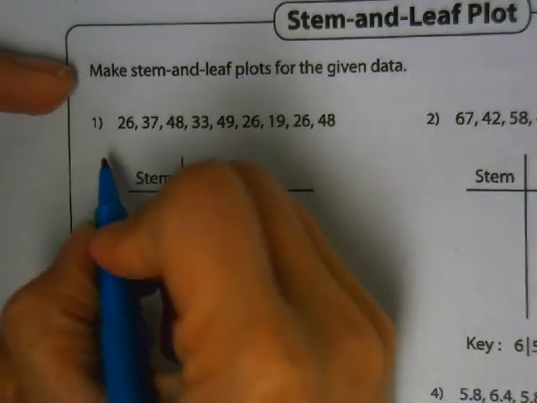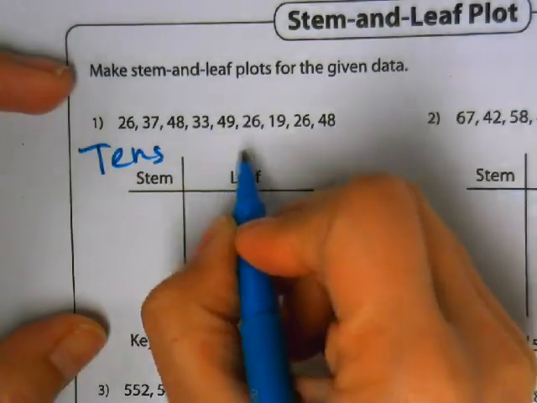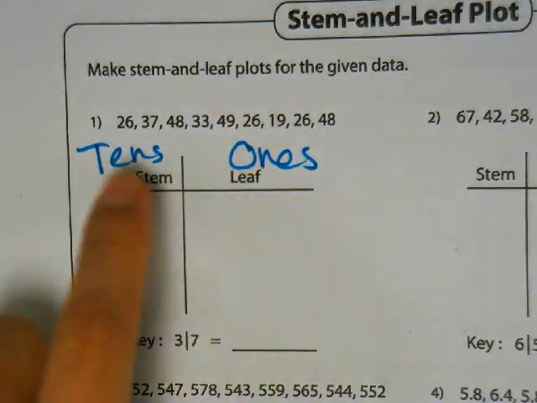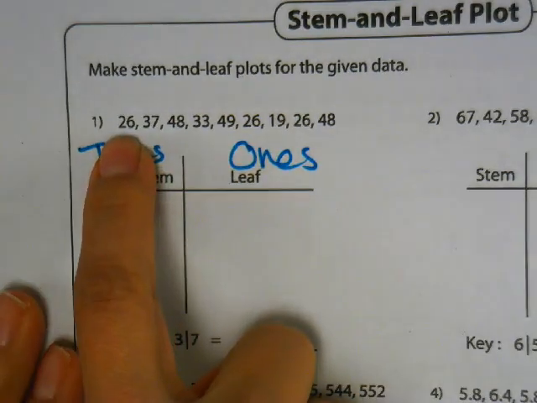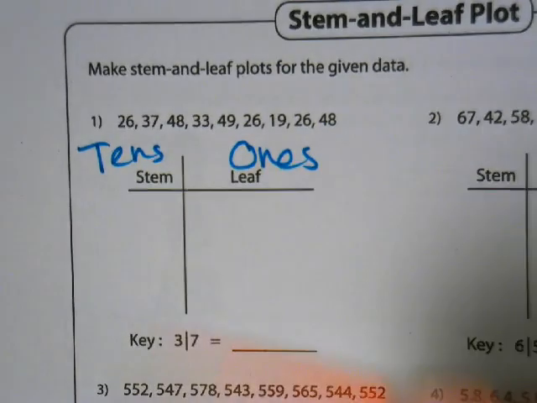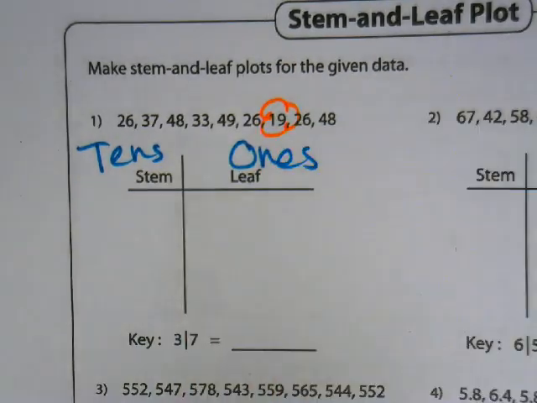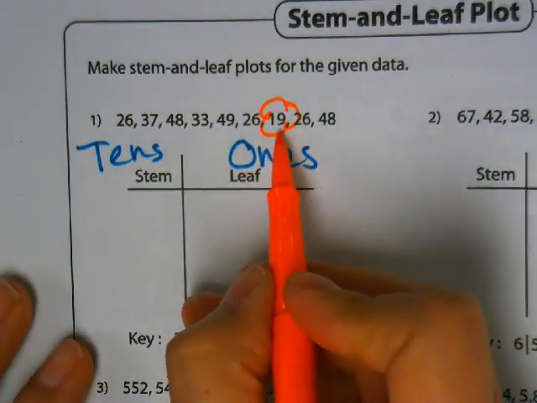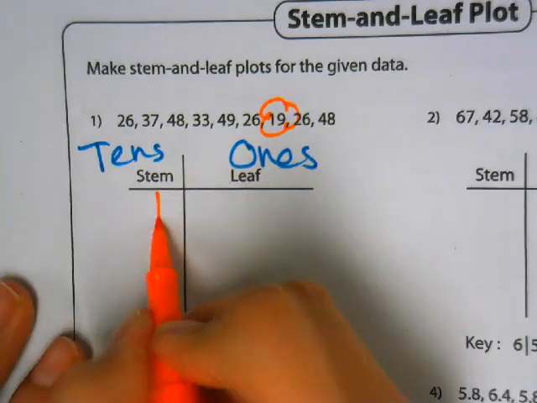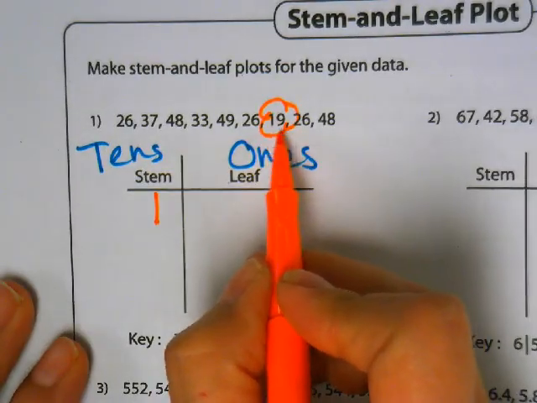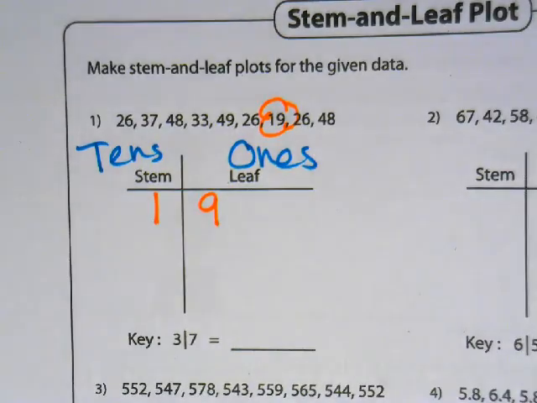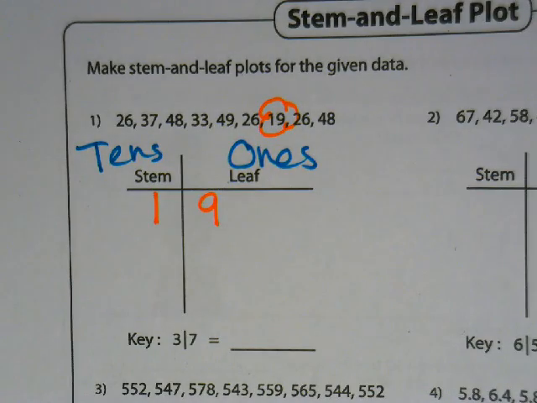The stem is your tens, and your leaves are your ones. Your tens and your ones. So, let's look for the smallest number. Which one's your smallest number? 19. So, 19 is my smallest number. So, which number in 19 represents my tens? 1. Which in my number represents my ones? 9. So what we do in a stem and leaf plot is we split up the numbers.